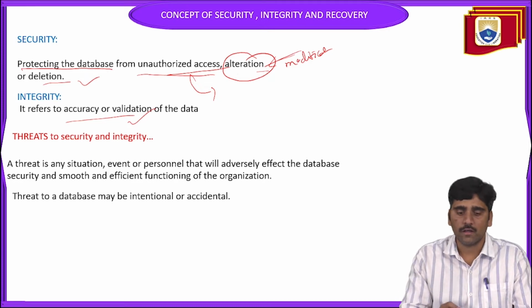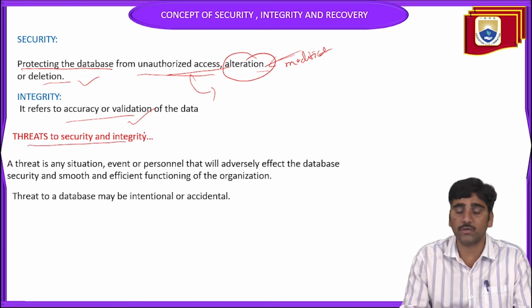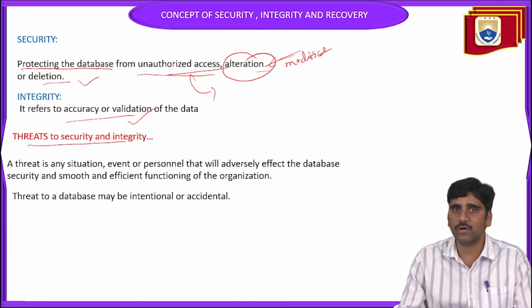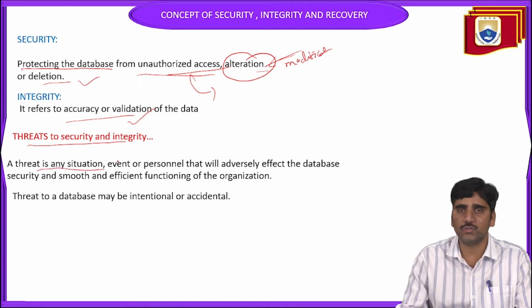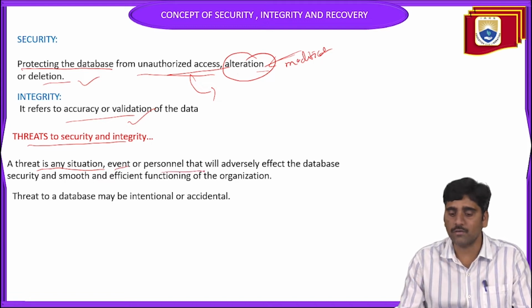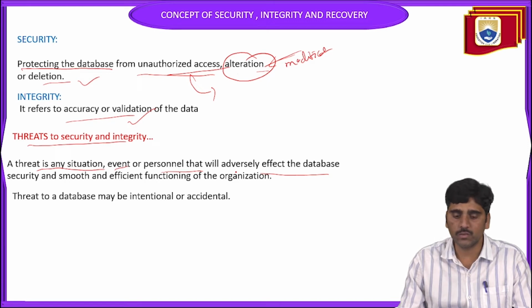Okay, but how are threats occurring to enter the database? So what are the threats? Threats to security and integrity. Before that, what is meant by a threat? A threat is any situation or event or person that will adversely affect the database security and the smooth and efficient functioning of the organization.